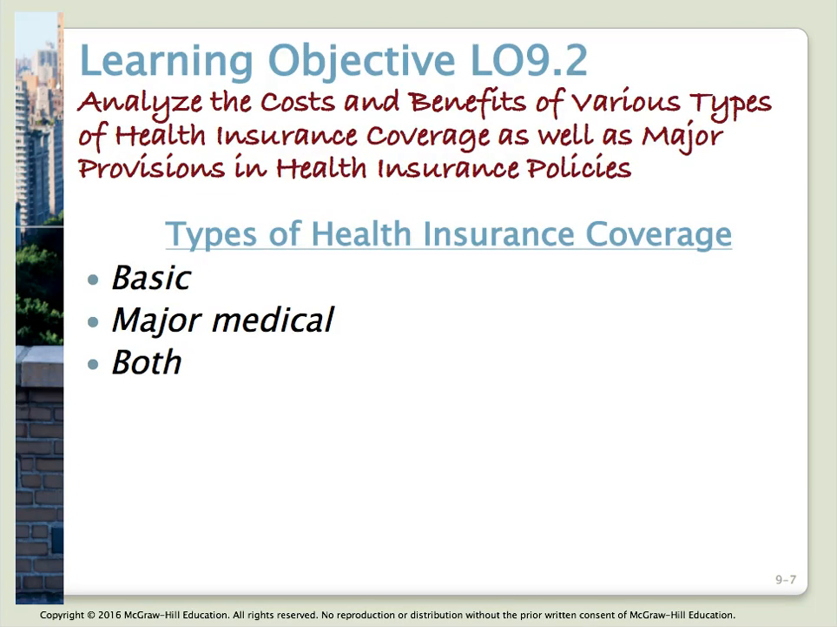Move on to learning objective number 2: analyze the cost and benefits of various types of health insurance coverage as well as major provisions in healthcare insurance policies. There are several types of health insurance coverage that are available under group and individual policies. These are basic, major medical, and both. We'll look a little bit closer at these.